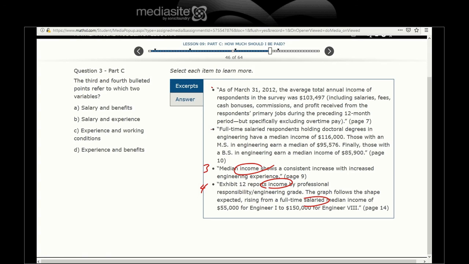All right, well, it can't be salary and benefits. All right, so nothing about working conditions. Nothing on benefits. So it must be salary and experience. Yep, here we go. Let's look at the specific words. Income or salary increase with experience. Responsibility, engineering grade, that's experience. And as you gain experience, you increase salary. So the answer has to be B.